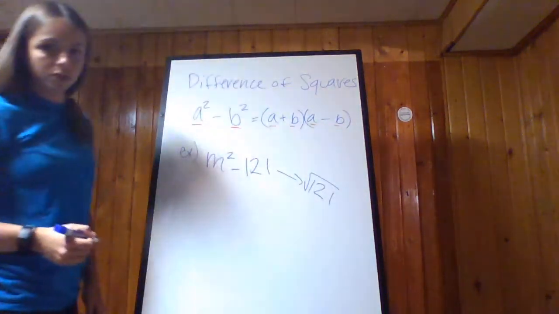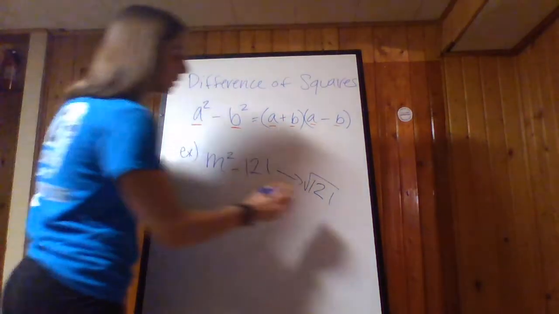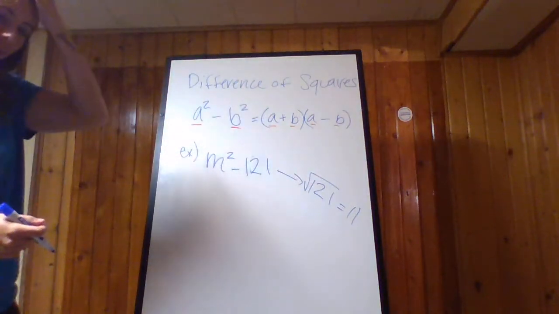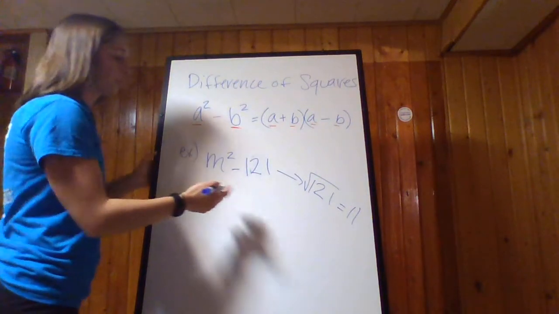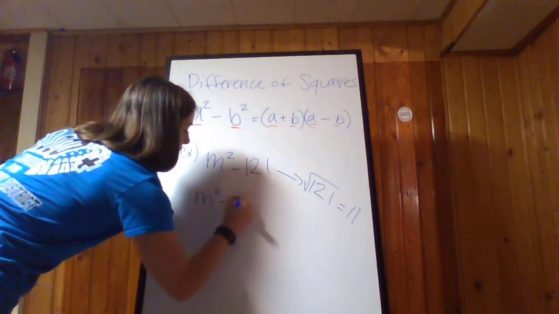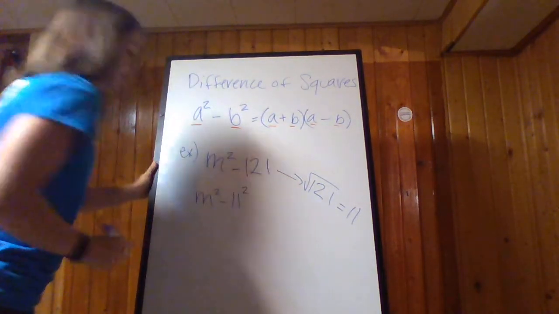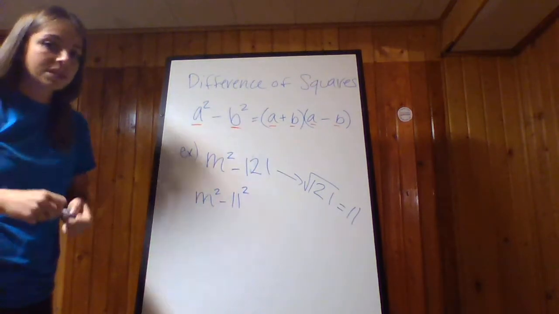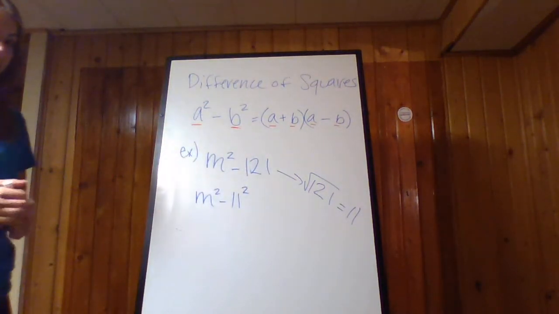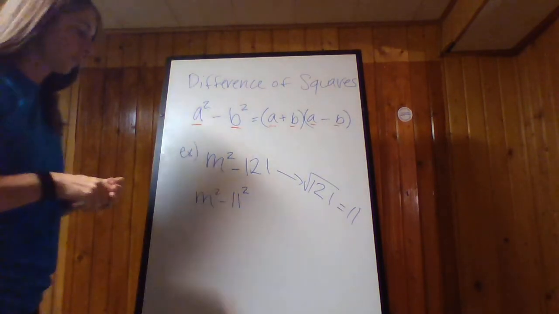So I'm identifying that I'm able to use difference of squares, so I'm going to, but I need to find the square root of 121. You can either do that in your head or put it in your calculator, either way, you're finding that the square root of 121 is 11. So now we go to the rewrite stage. And I can turn this into the equivalent statement that m squared minus 11 squared is the exact same thing.